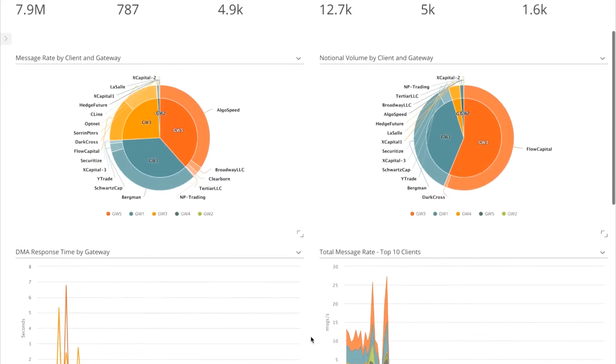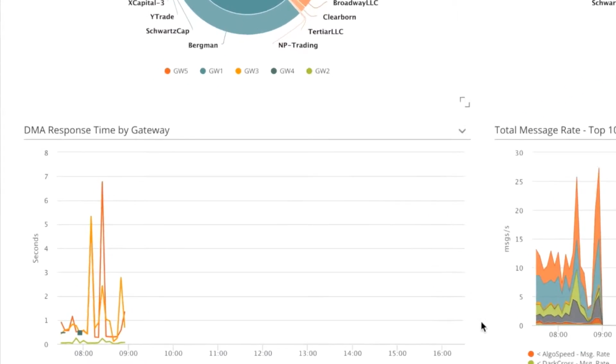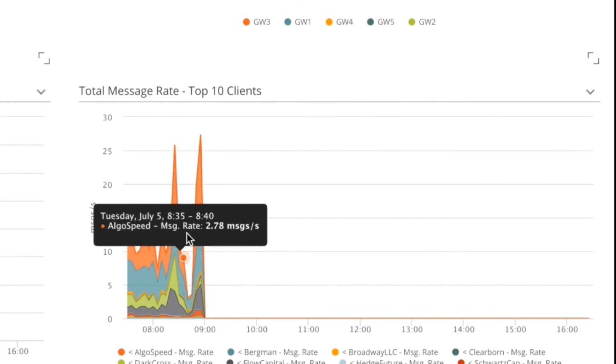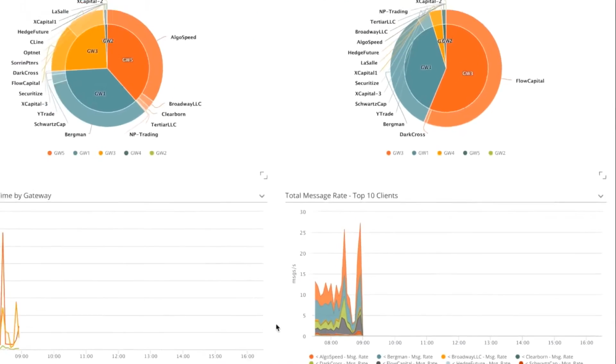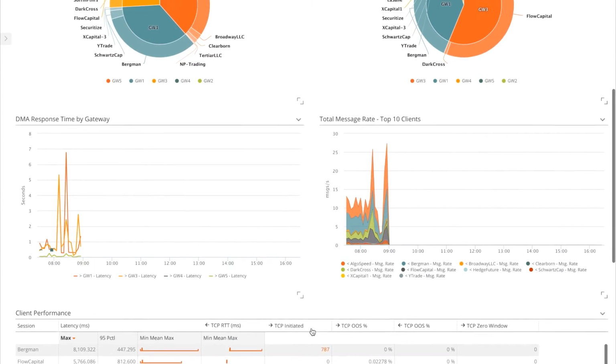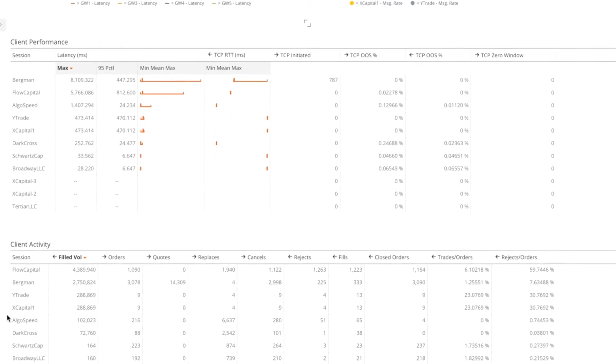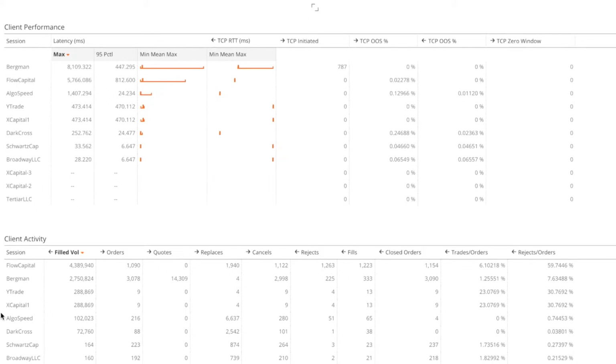All right, if we scroll down a bit further, we can see there the DMA response time on the left. So this is the performance that the clients are getting, the order acknowledgement response times. And we can also see here the message rates broken down by our top clients as well. Further down, we have a couple of tables here. So what's really nice with Corvil is that if you onboard a new client, their flow is automatically detected and their activity will appear in these tables.